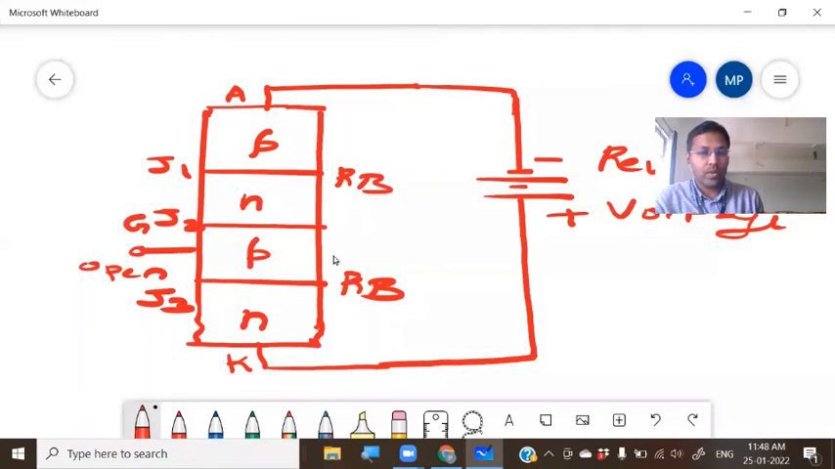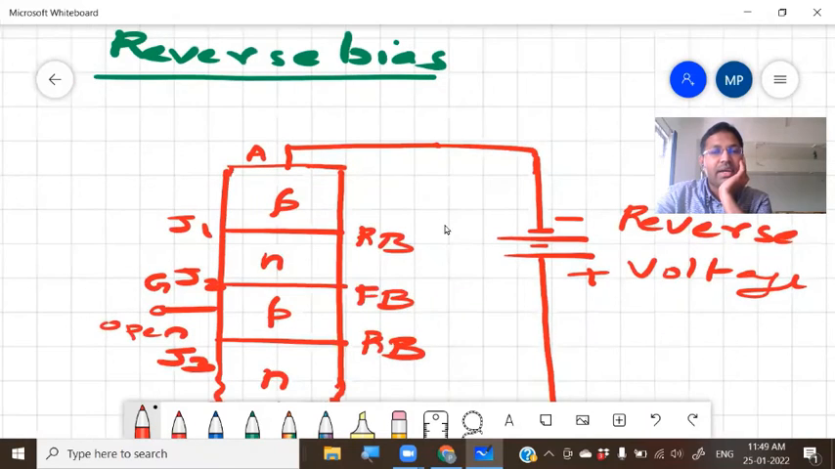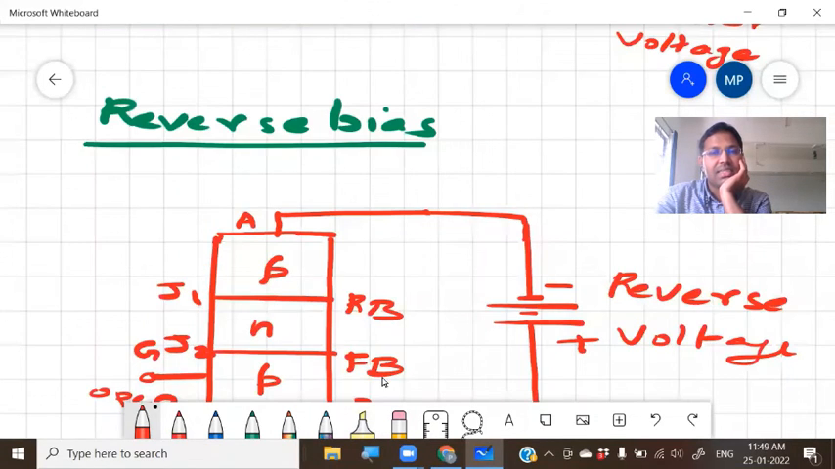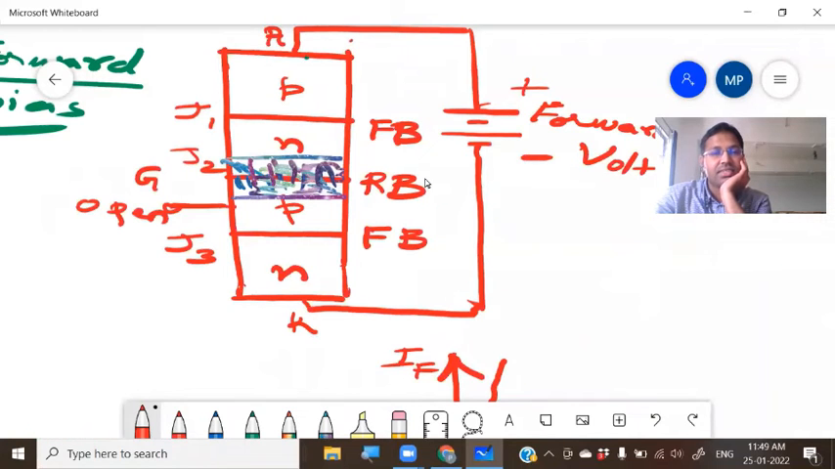What about J2? See this junction. With respect to this junction, positive is connected at the P side, and from the top, negative is connected at the N side. So this junction will be forward biased. Very simple. When the overall device is reverse biased, the top and bottom junctions are reverse biased, and the middle junction is forward biased.